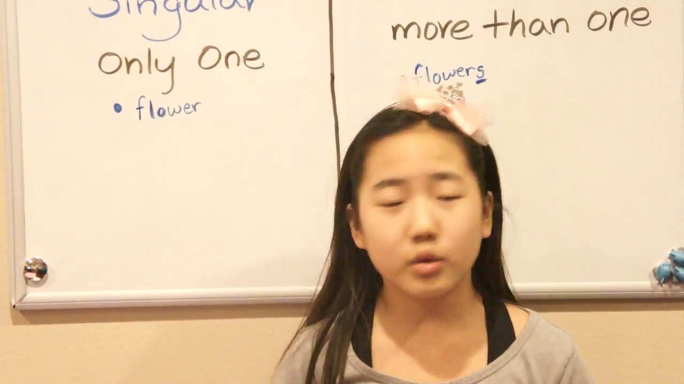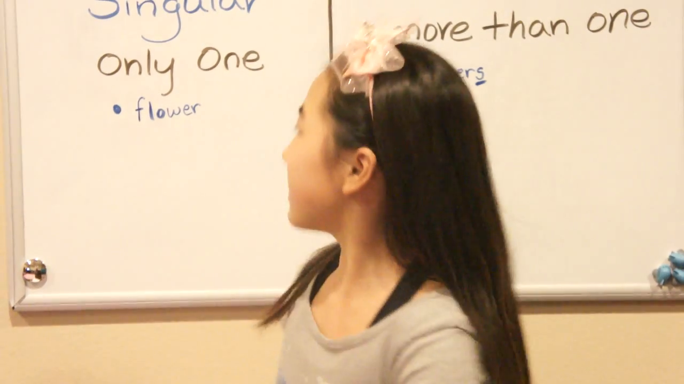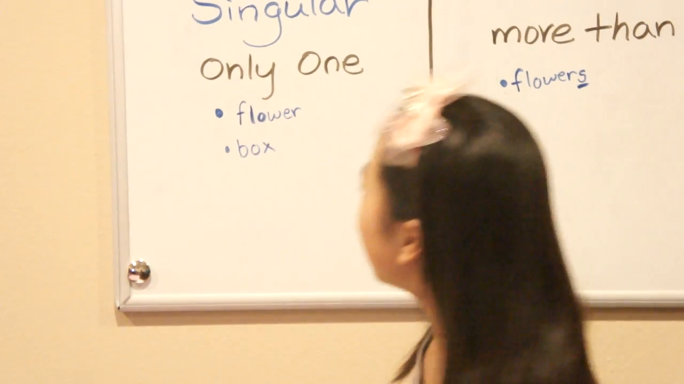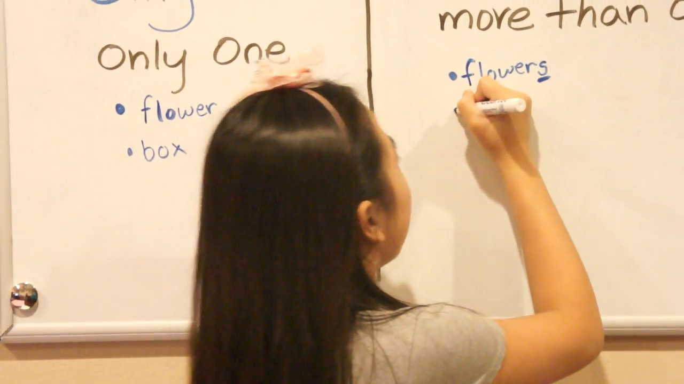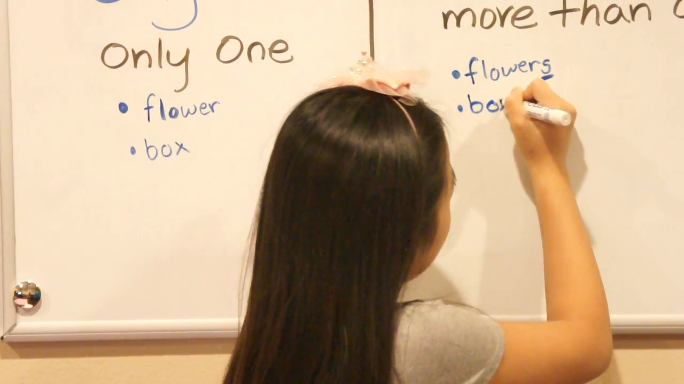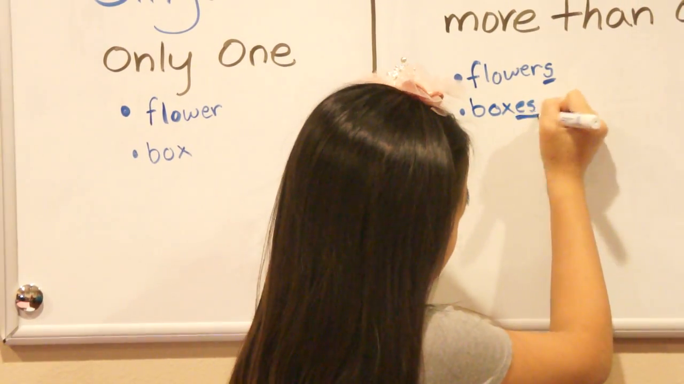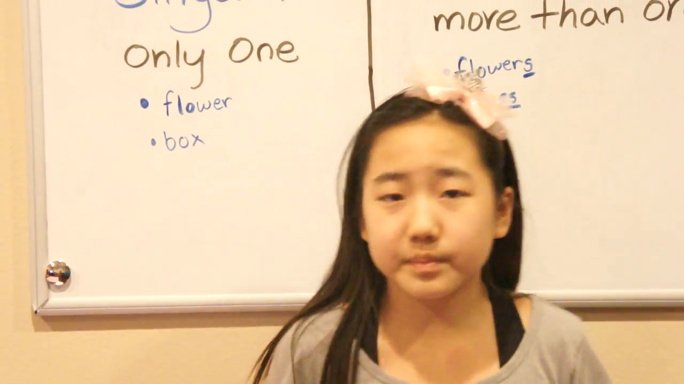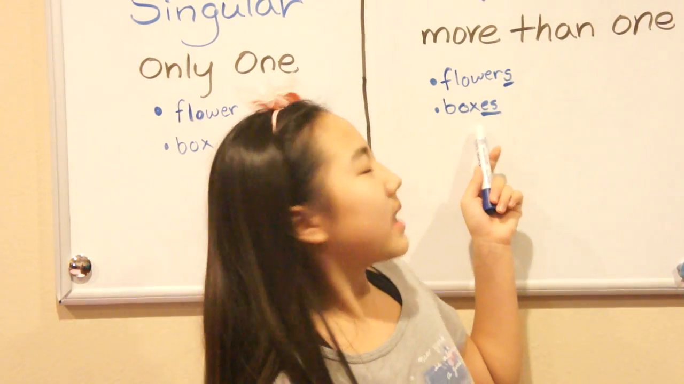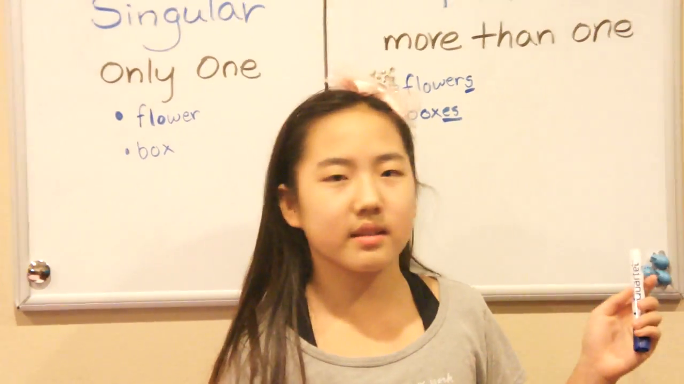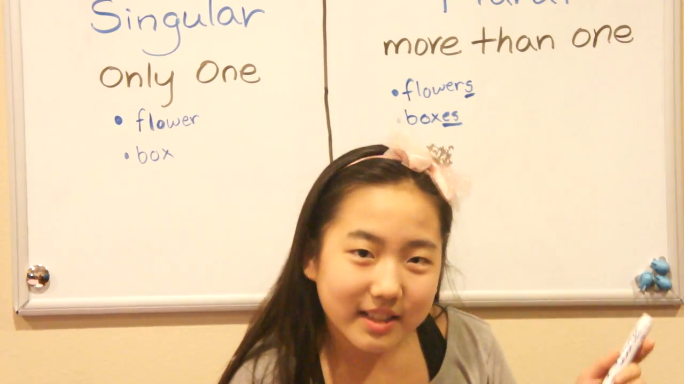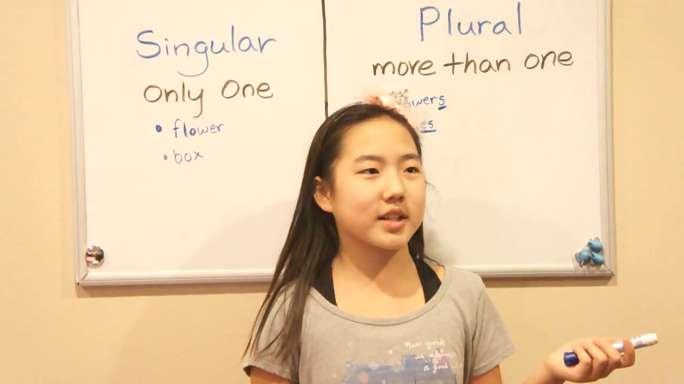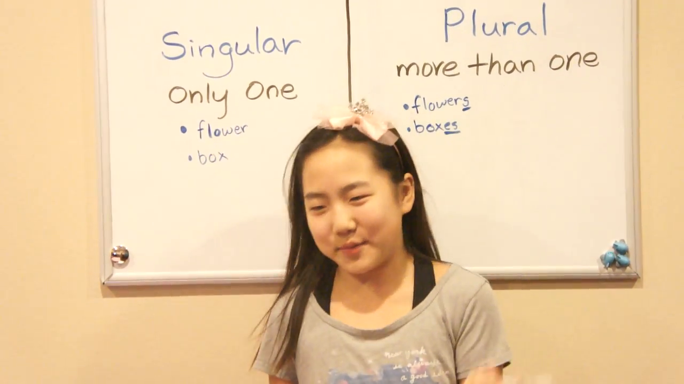But sometimes you add ES, such as this. The singular is box, but the plural is boxes. There's an ES. So how come it's like this? Because X has kind of a similar sound to S. So box, this would be weird to add an E. Boxes instead of box. So, because that would be weird.